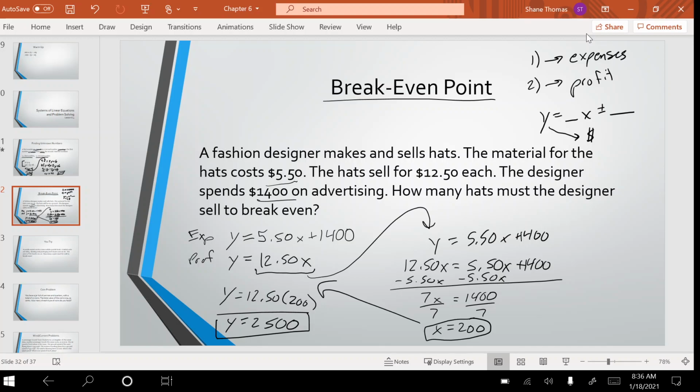All right, so 200 hats, I'm just going to write that over here. 200 hats is my break-even point, and that's 2,500 bucks is where that occurs at. All right, does that make sense how we did that problem, guys? Okay, and again, I think you could probably do this one. You could skip a step or two in processing, but if you set all your break-even points up like this, you're going to be in good shape.